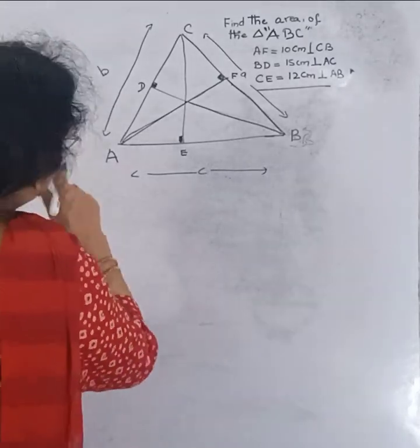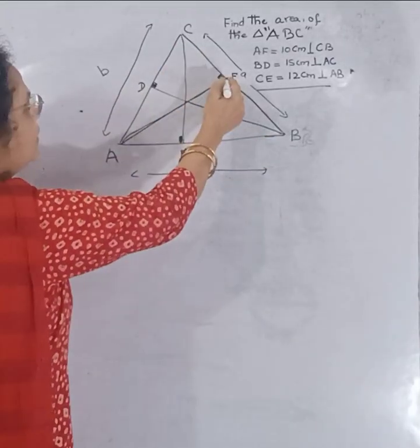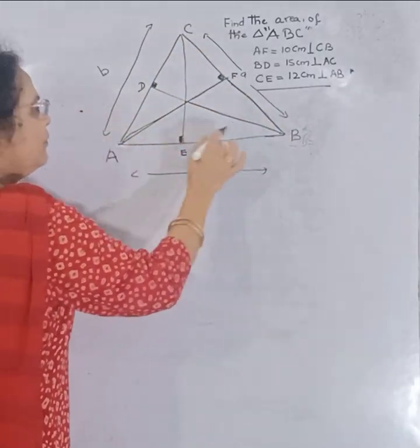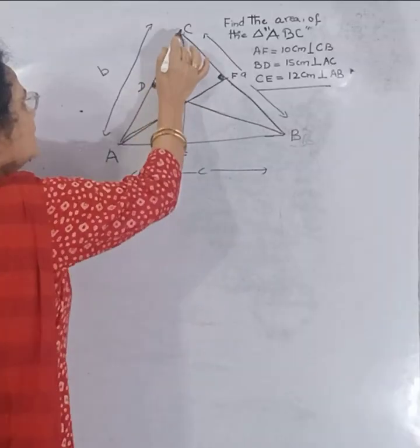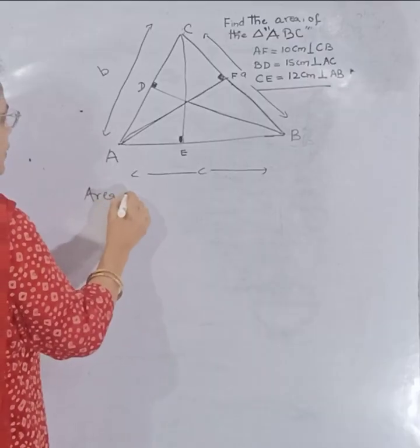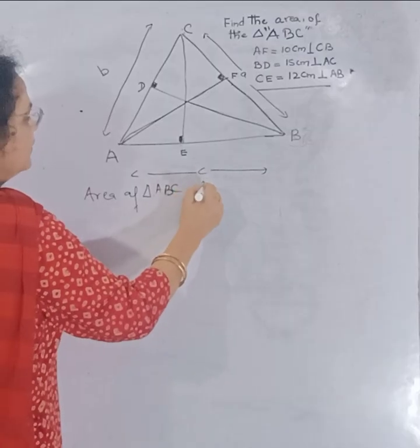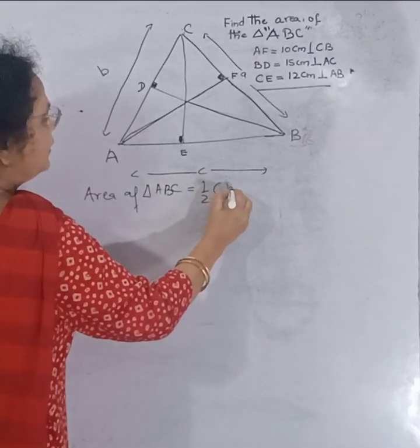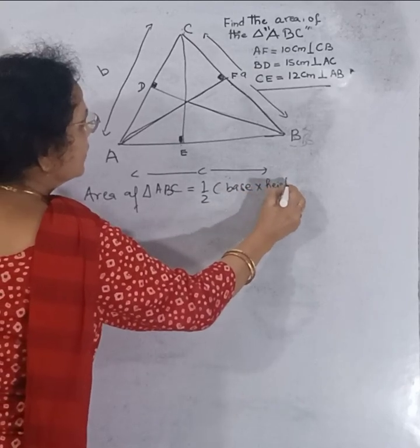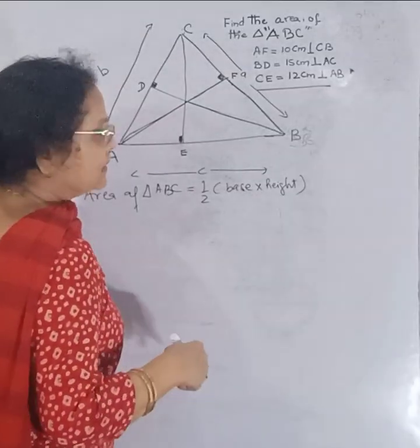So we can find the area as either of the sides into the perpendicular by 2, because this will be the base for this perpendicular, this will be the base for this perpendicular, and this will be the base for this perpendicular. So the area of the triangle ABC can be written as 1 by 2 base into height. Whatever base you take, according to that base you have to choose the perpendicular.